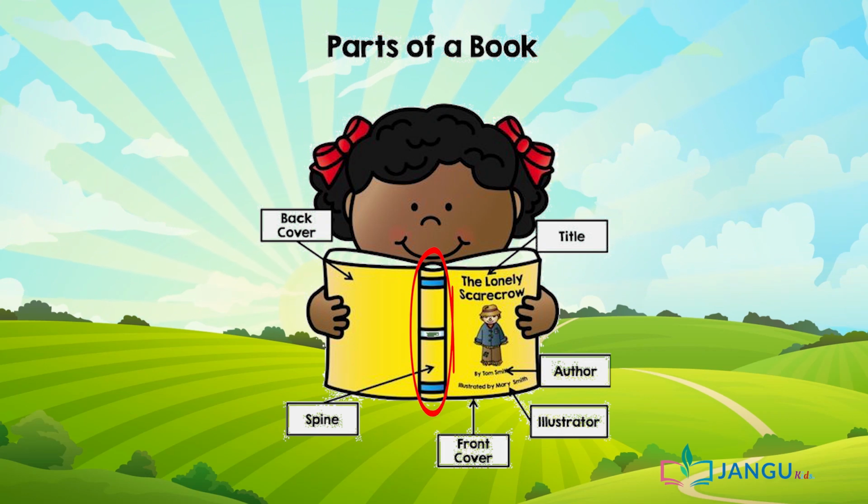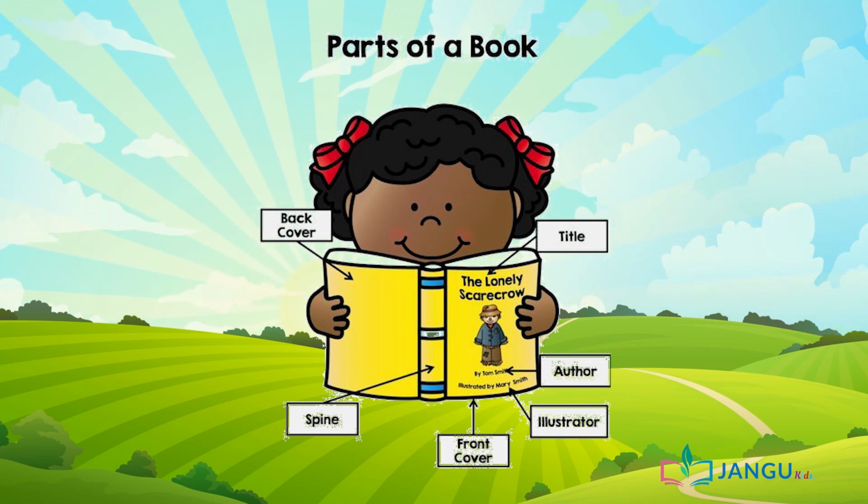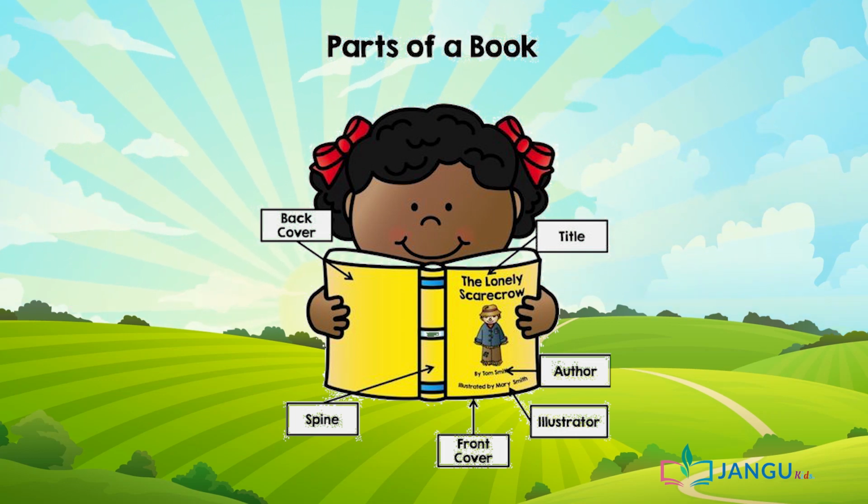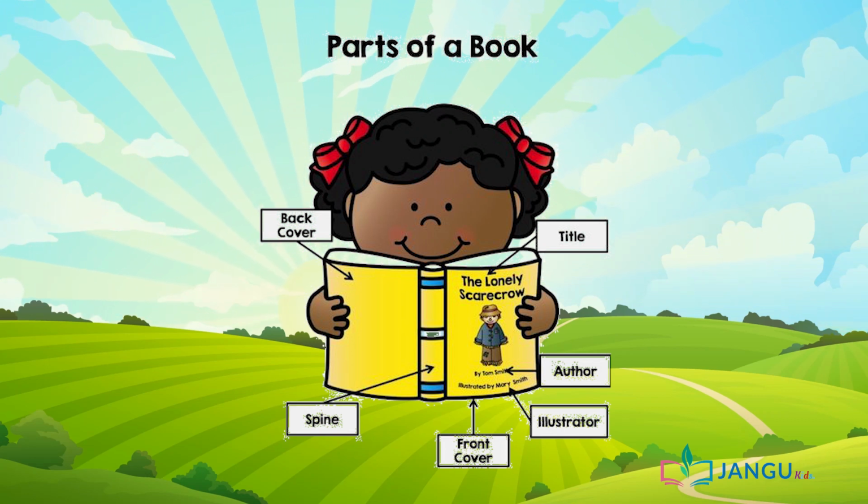Next, the spine. This is the edge of a book where the title and the author of the book are also written. This is also what holds the pages of the book together.